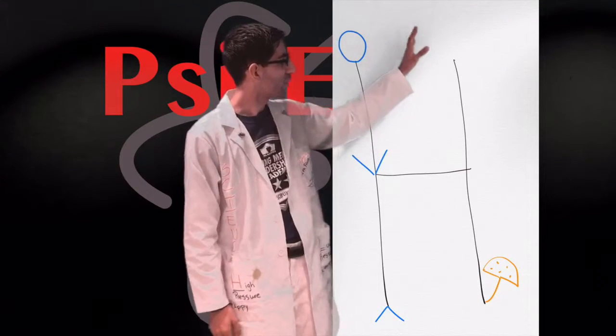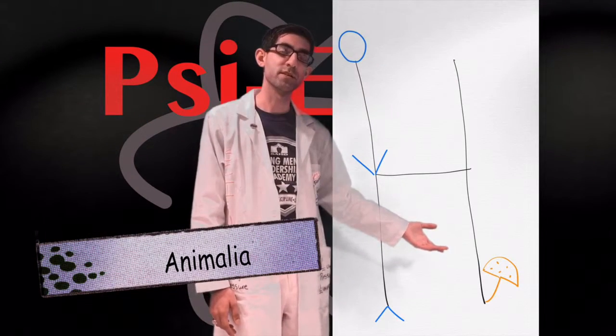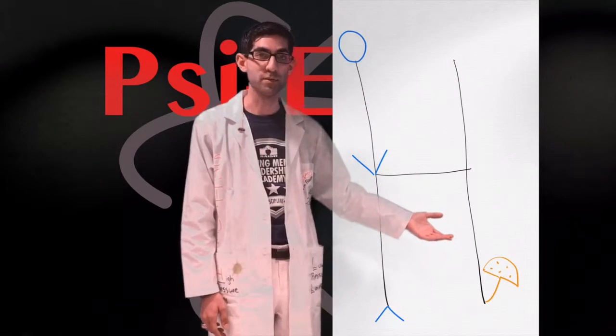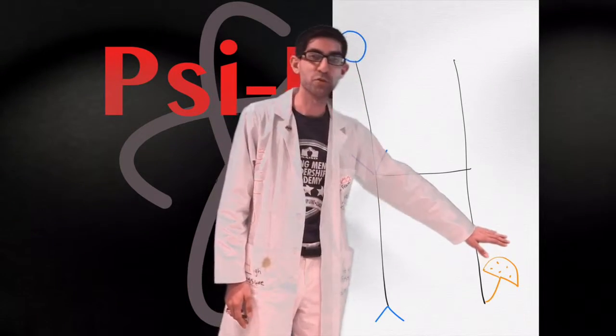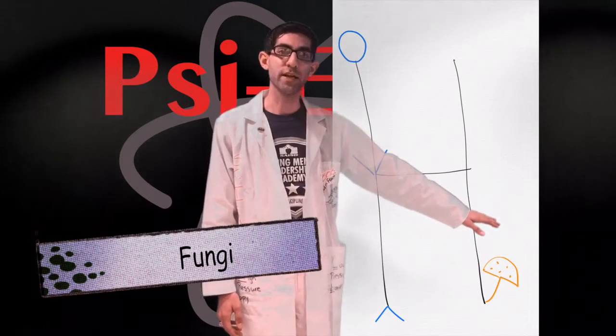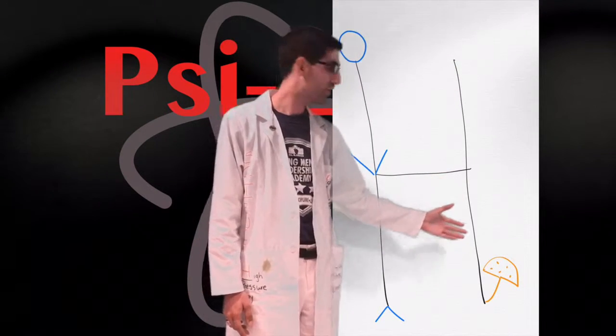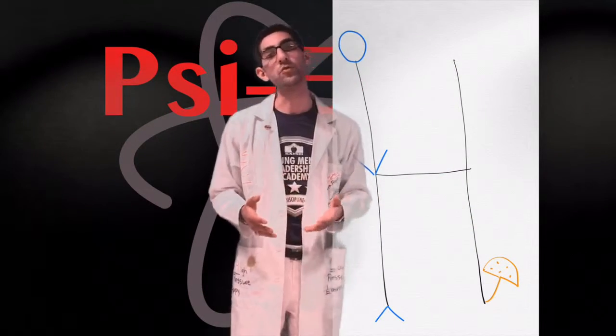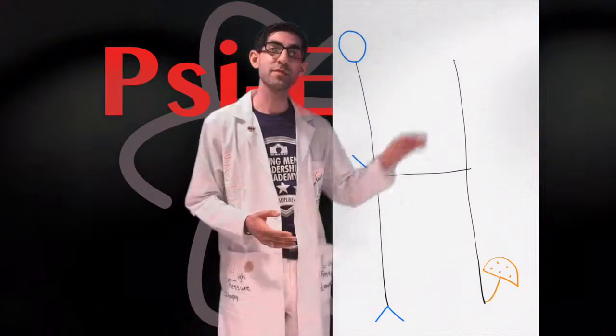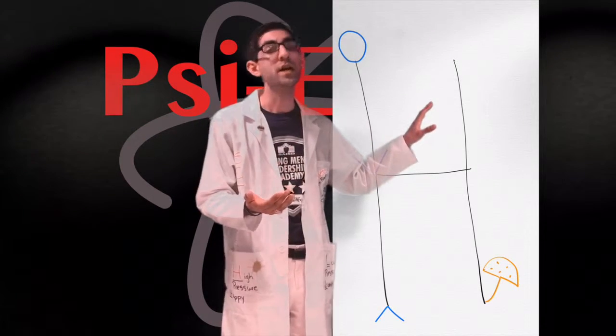So as you can see here, we have a human drawn. This human represents the Animalia kingdom, or animal kingdom. Then over here, we have a mushroom. The mushroom represents the fungi kingdom. So what this says is that all organisms in the animal kingdom and the fungi kingdom are only heterotrophic. What that means is that they have to consume other organisms in order to be able to receive their nourishment.